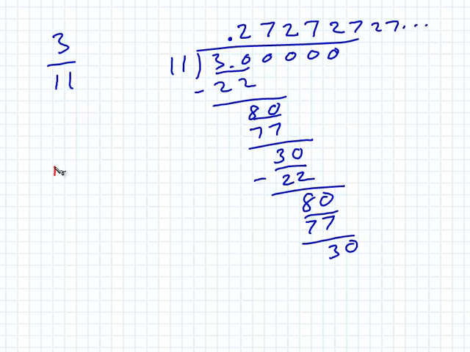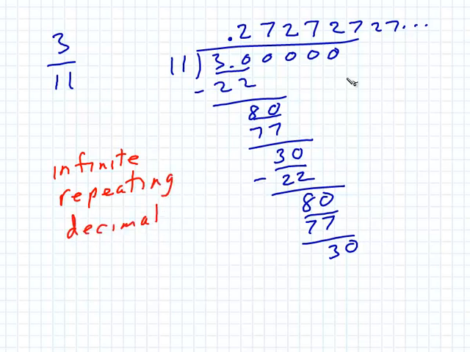So again, this is an infinite repeating decimal. It's not a single digit over and over like 0.33333, but there's a repeating block. So the 0.27272727 is going to repeat forever. Okay? So those are the possibilities.